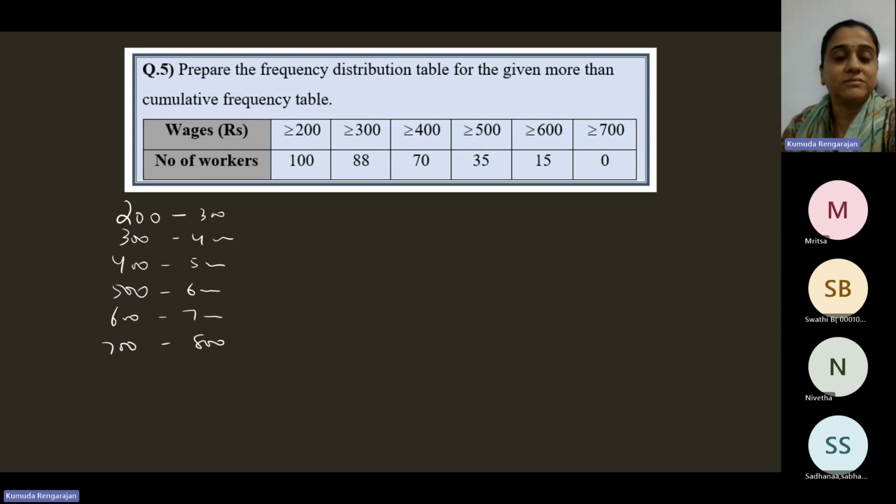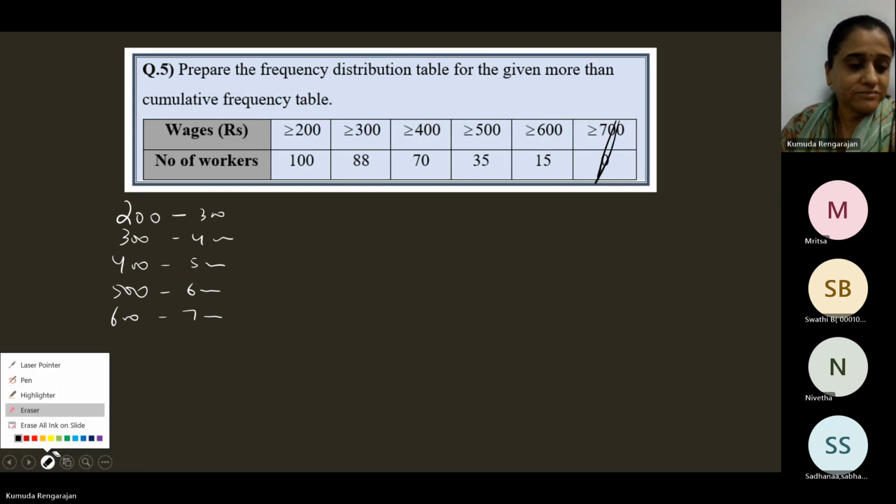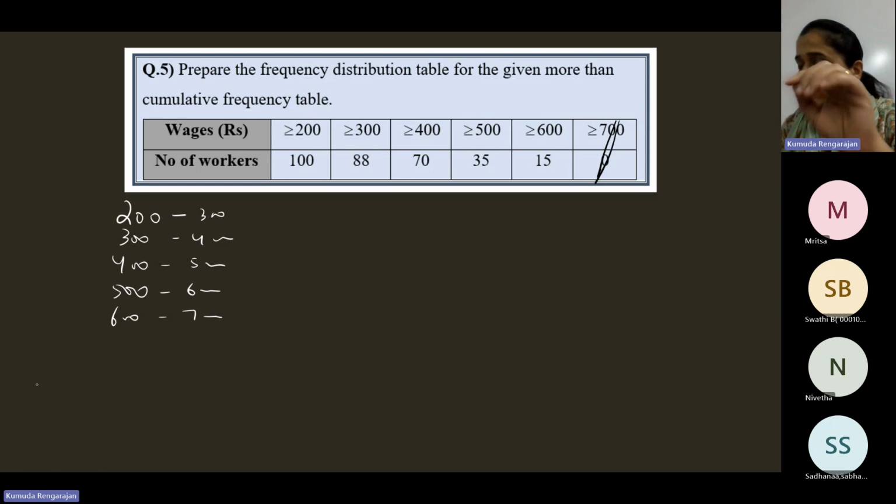Start subtracting. And one more thing, I just forgot to say something. Where the value is 0, take it off. I forgot to say that one. Where the value is 0, no number of workers at 0, just remove it. Just take it away. So we'll not have the last one.